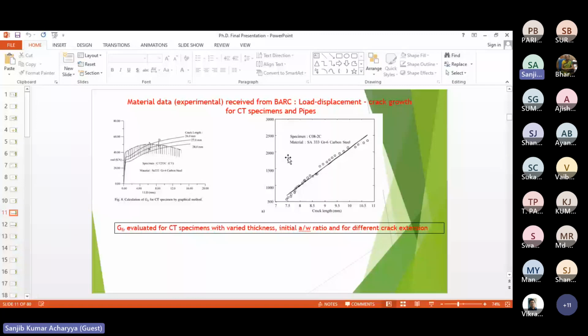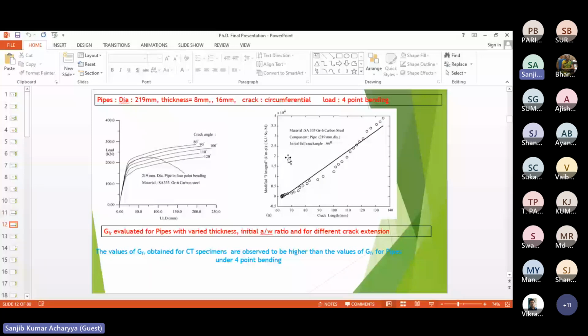Using this conception, these are the load versus LLD diagrams for pipes. We simulated using ADINA and Work3D finite element software and estimated the value of GFR. Our initial observation was that GFR for CT specimens was higher than the values of GFR for pipes under 4-point bending. We recalculated, but the same thing occurred several times, implying that the estimation procedure either may require some correction or the conception may not be valid for this material.